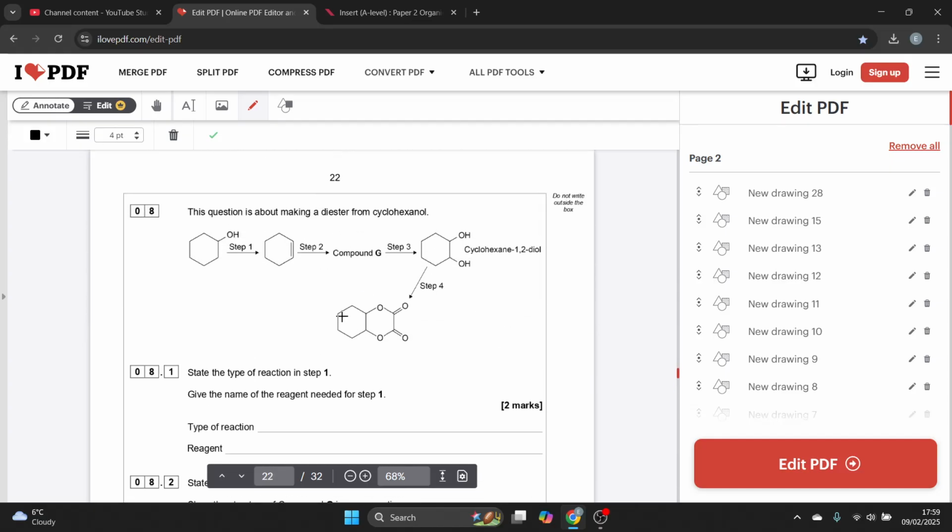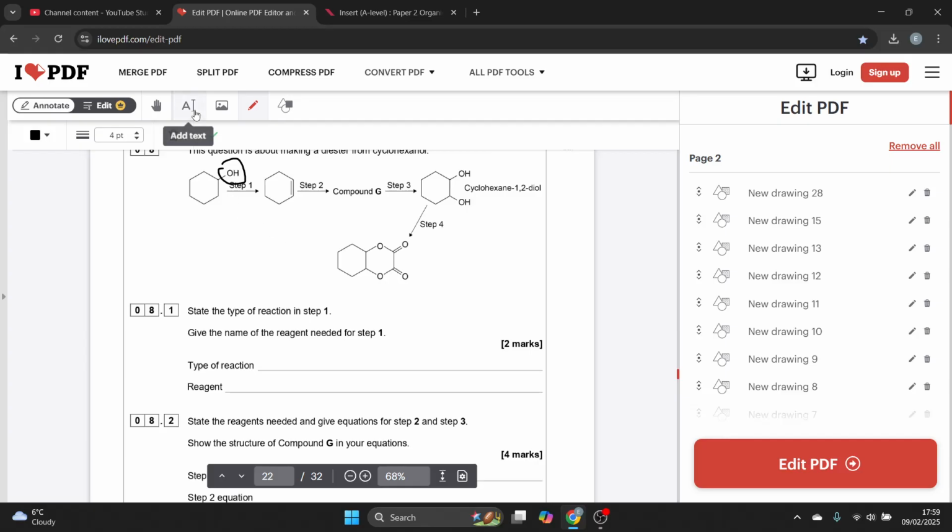Question 8.1, state the type of reaction in step 1. Well, I'm going from an alcohol to an alkene, so it's a dehydration. Dehydration with concentrated H2SO4 or H3PO4. Yes, concentrated H3PO4 will be allowed as well.